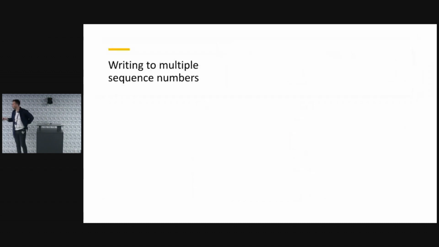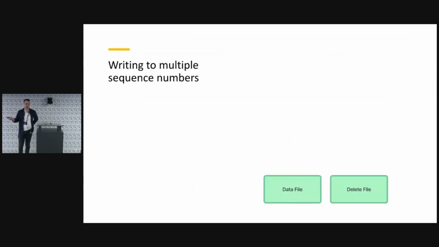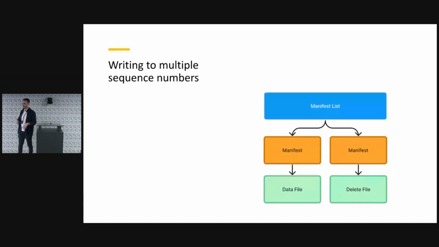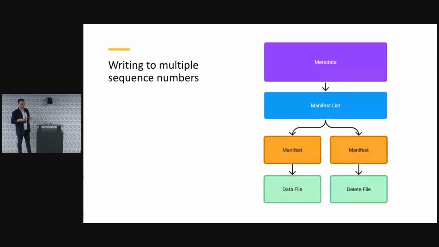Really the data files are produced by your query engine or your ETL tool, whatever that might be. And then you're going to defer to the Iceberg library, and it's going to produce more files for you. It's going to produce a manifest file that points to the data file, and then a manifest list that points to those, and a metadata file that points to those, and that's going to be committed. This is essentially your commit. It's going to update the current metadata to the new metadata.